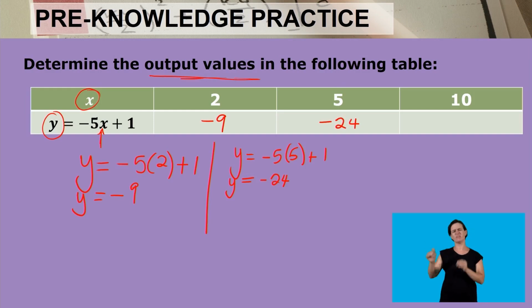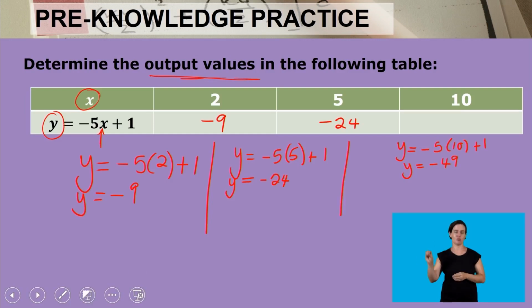What about the 10? We get the output value by multiplying the input value by negative 5 and adding 1. So we multiply 10 by negative 5, which gives us negative 50. And when we add 1, that is negative 49. So there you have it. We have now determined our output values from this given table.